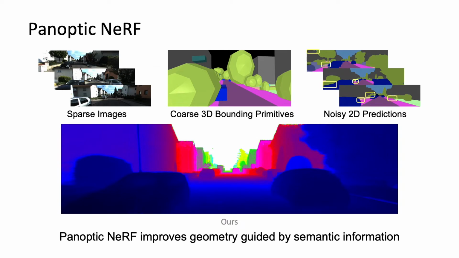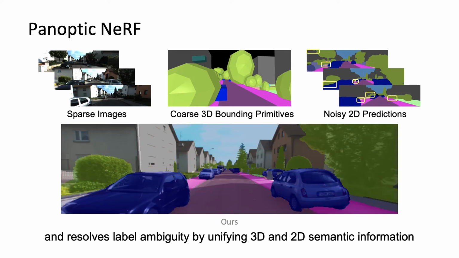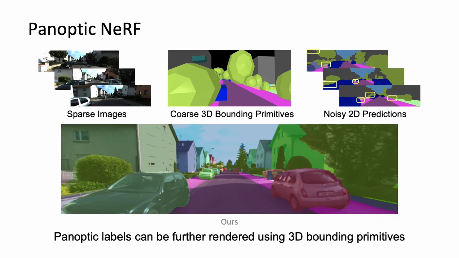To address these challenges, our proposed method leads to improved geometric reconstruction guided by semantic information and resolves label ambiguity by unifying 3D and 2D semantic information. Moreover, it allows for rendering panoptic labels using 3D bounding primitives.